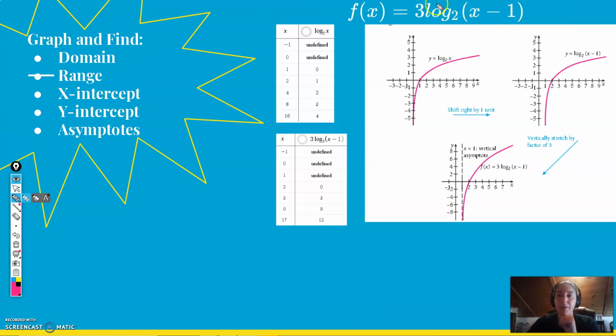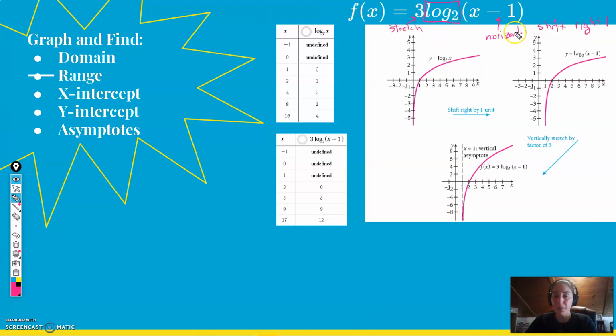Okay, how do we start going about it? Well, we're going to first look at the parent graph, which is log base 2 of x, gather some observations about that, and then notice that this is a vertical stretch of a factor of a multiple of 3, and this here is a horizontal shift. And horizontal shifts are always opposite, so we would think that's to the left, but it's actually to the right.